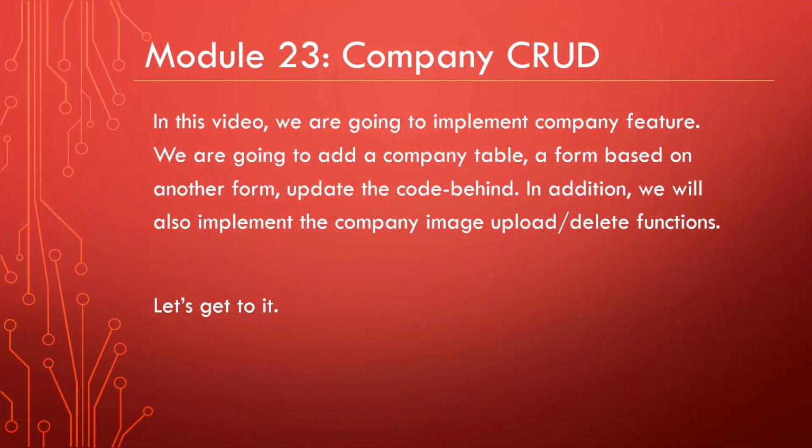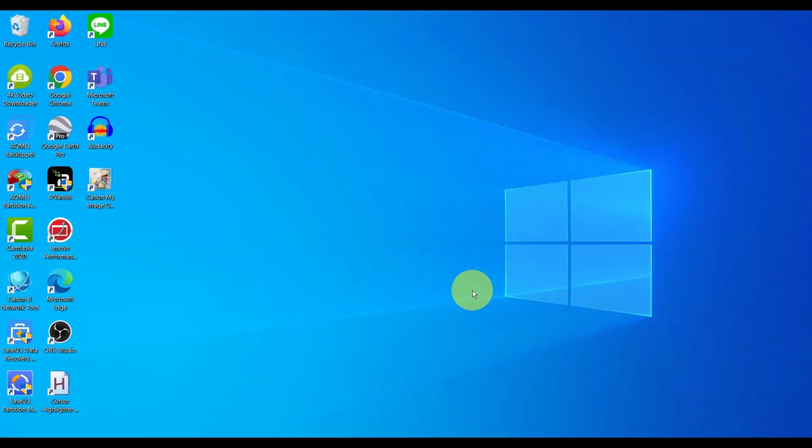In this video, we are going to implement the company feature. We're going to add the company table, a form based on another form, and update the code behind. In addition, we are going to implement the company image upload and delete functions. Let's get to it.